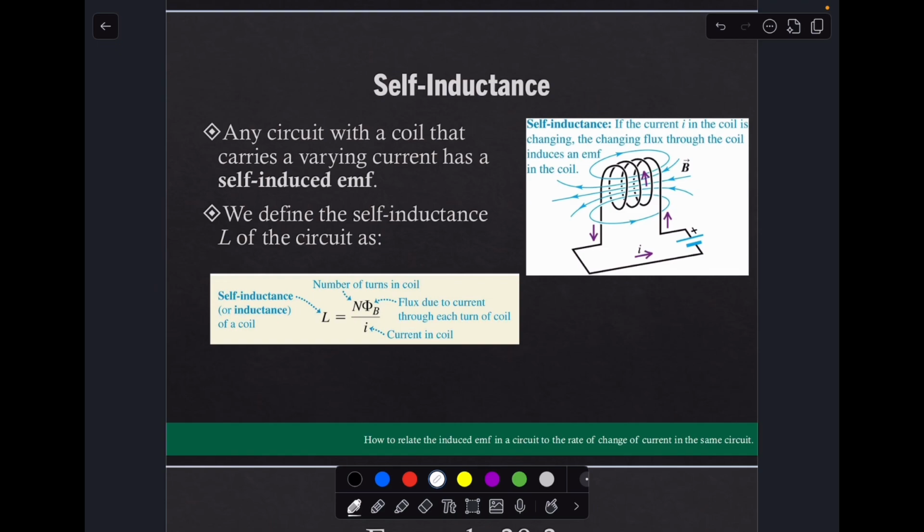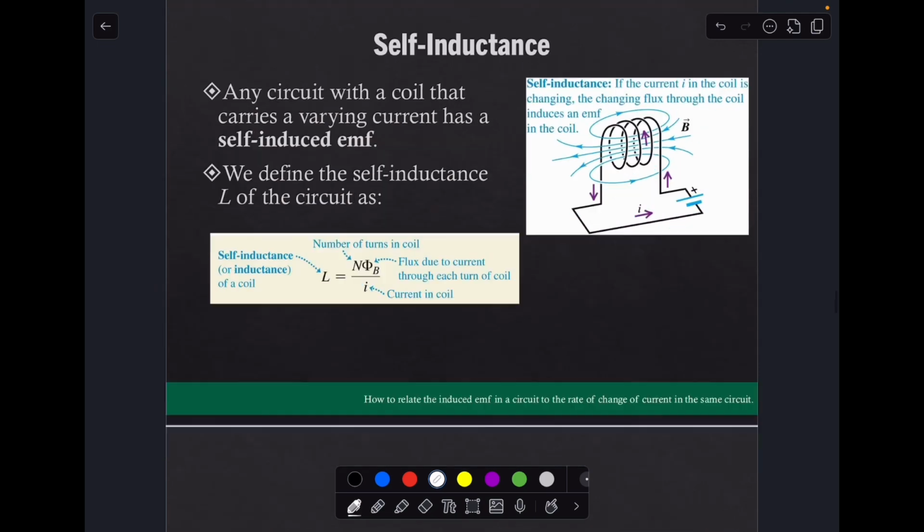Doesn't matter if it's two coils next to each other or if it's just one inducing an EMF in itself. Anytime you have a changing magnetic flux, you will have a current induced. And therefore, we can describe the self-inductance of a coil. It has the same form as mutual inductance, except now we're talking about the same coil, so the subscripts are gone. It's simply the number of turns in the coil times the flux through that coil, and then the current flowing through itself.